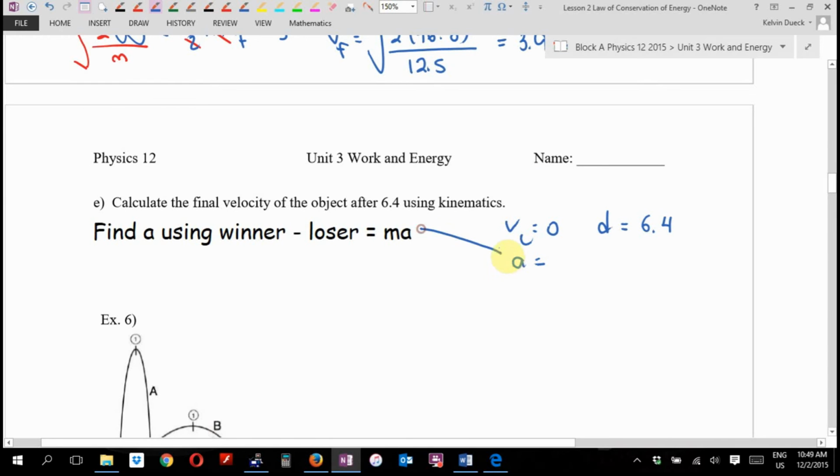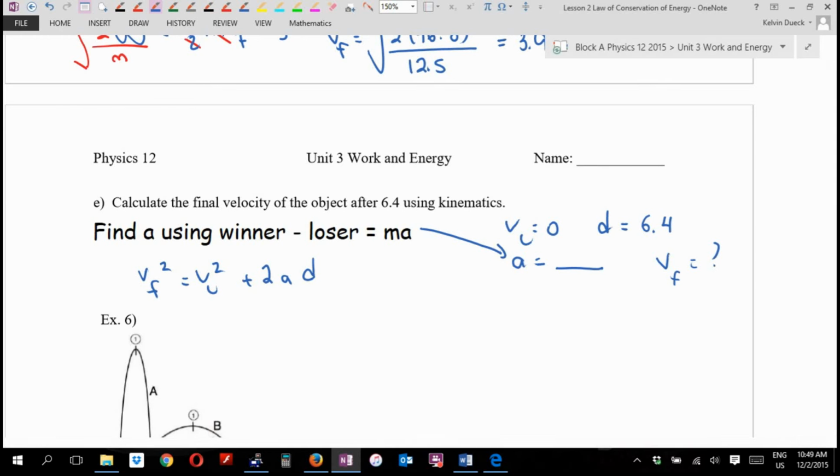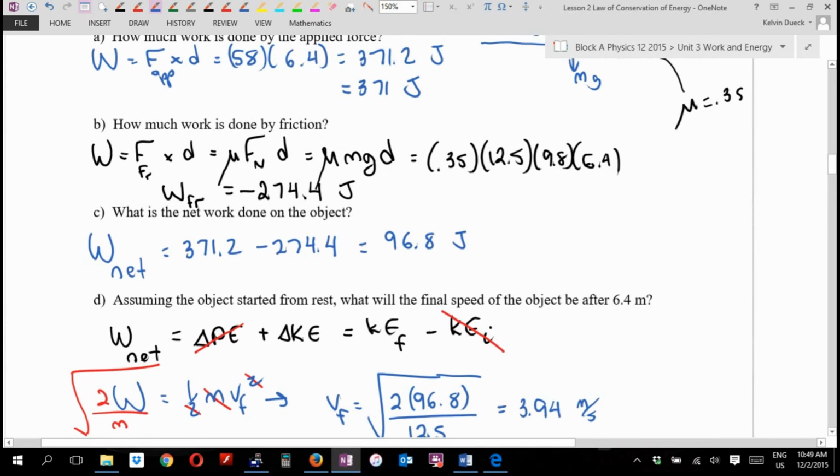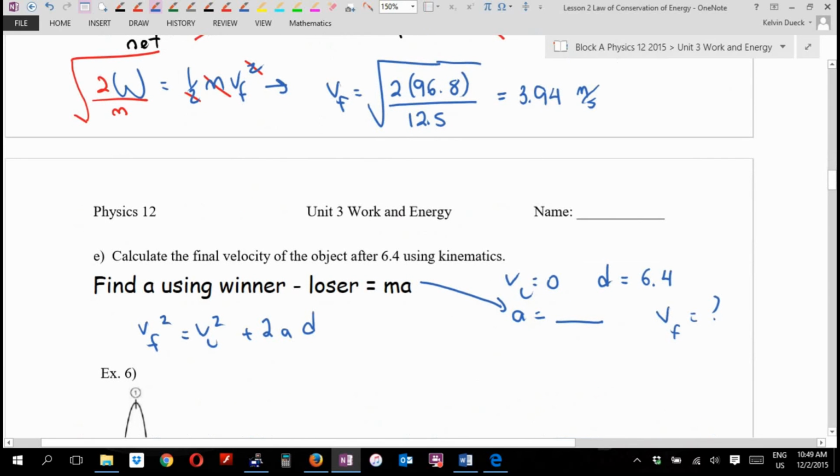a equals that answer, and you could find v final by going vf squared equals vi squared plus 2ad. And you would notice along the way that you were actually typing a lot of the same numbers, a lot of the same calculations as we did here, just in a slightly different order with different steps. Which is the best way? I'd probably do it using method E, but I wanted to show you that our laws of the universe still have to work. I have to be able to use two valid approaches, and I better be able to get the same answer.